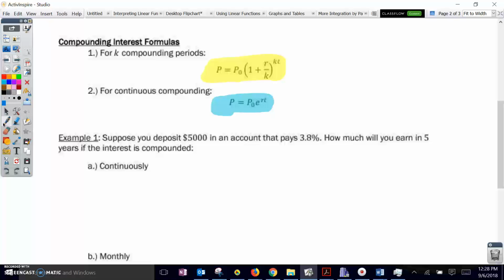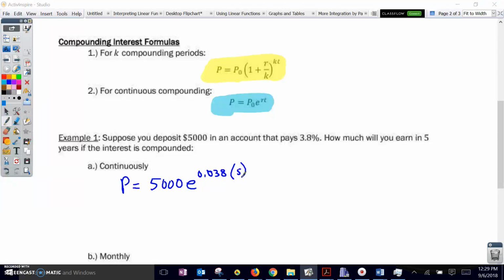And now we're going to look at a variety of ways. First, continuously. In order to do it continuously, we're going to use the continuous compounding model. So the amount that we're going to have, P, is equal to the amount that we deposited, the initial amount in the account, times e to the RT. The R in this case is 0.038. We have to change that percent into decimal. And the time is 5 years.